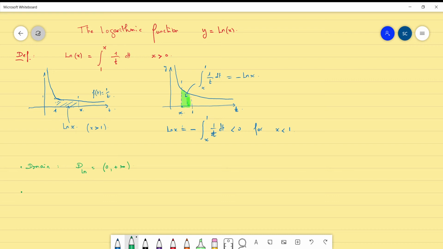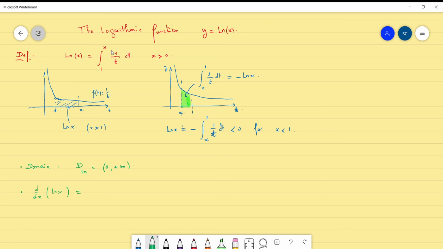Second, now the derivative. So I want to differentiate the new function. As it is defined, it's an integral from 1 to x, so we can use the fundamental theorem. So the derivative d/dx of ln x is equal to 1 over x by the fundamental theorem, for any x positive.